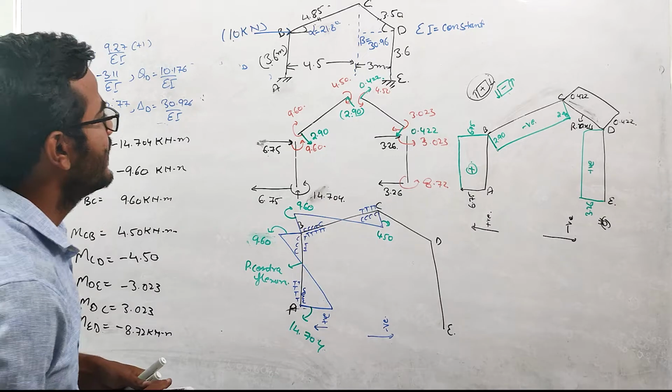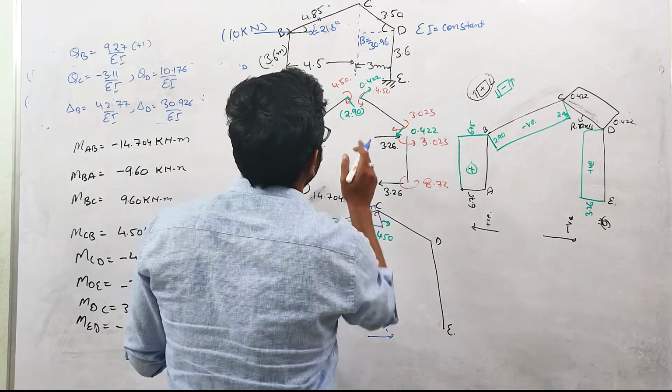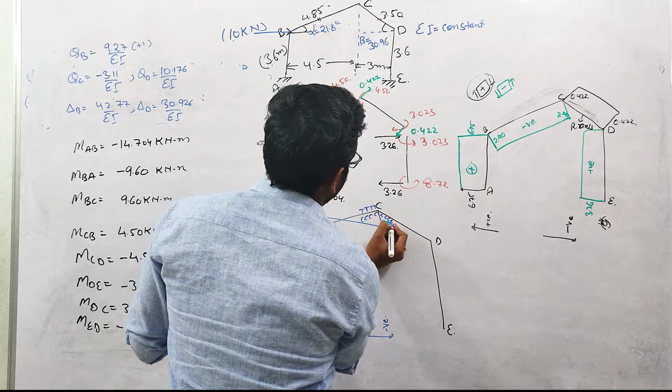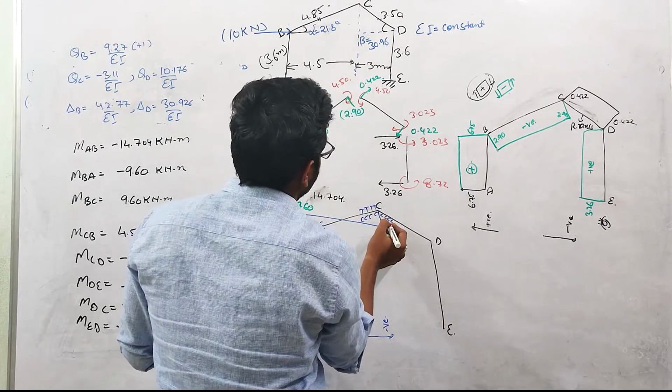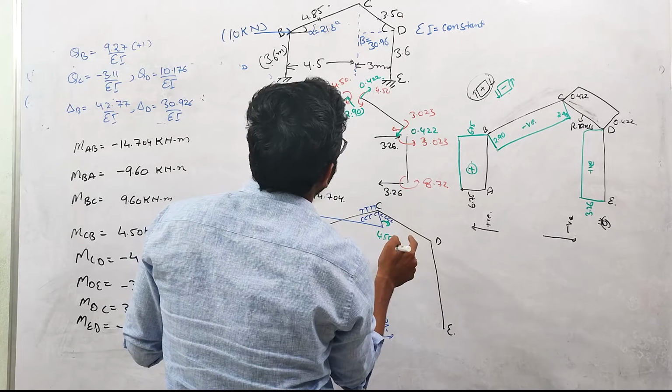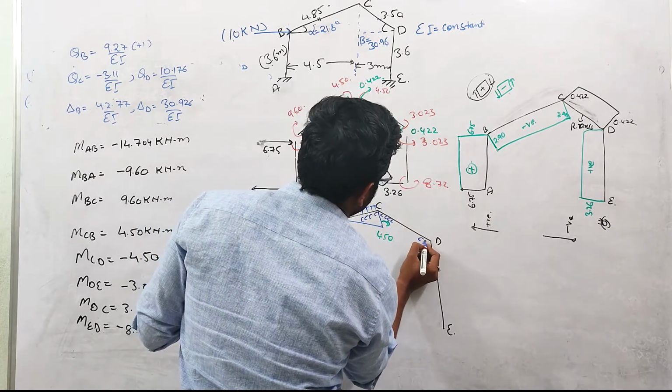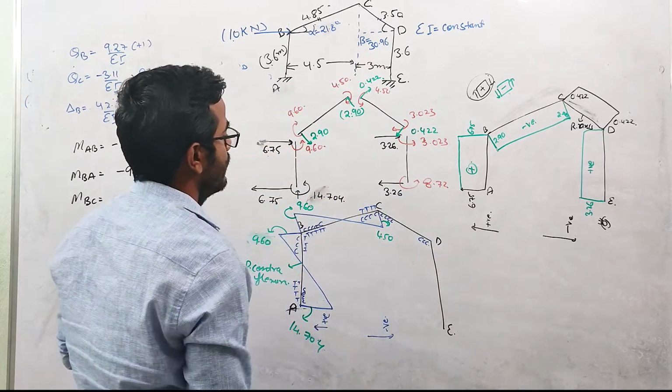Okay, now for the member CD, this is the compression side. This moment will induce compression on this side of this member, at this face, and this will also induce compression at this point.